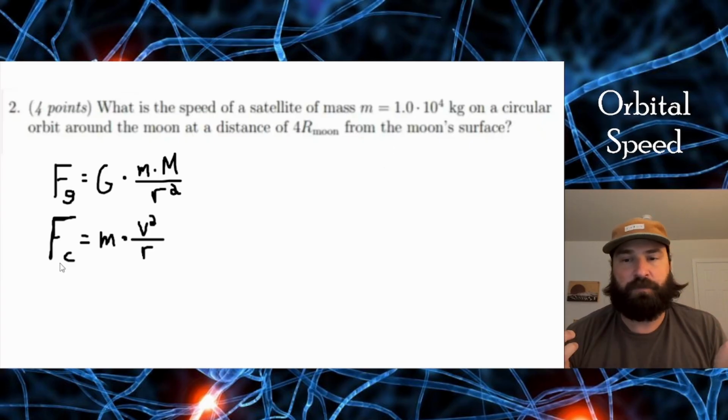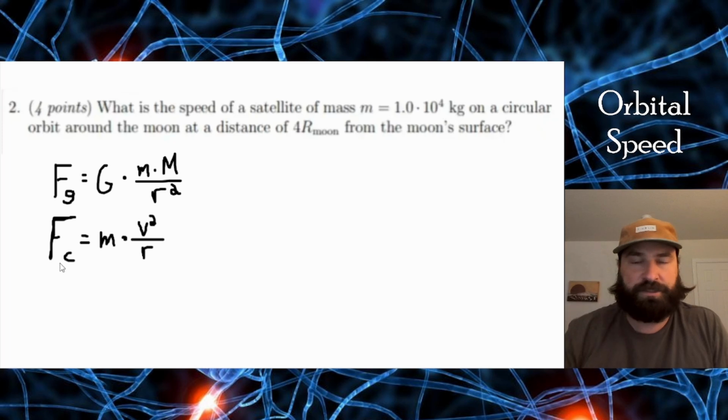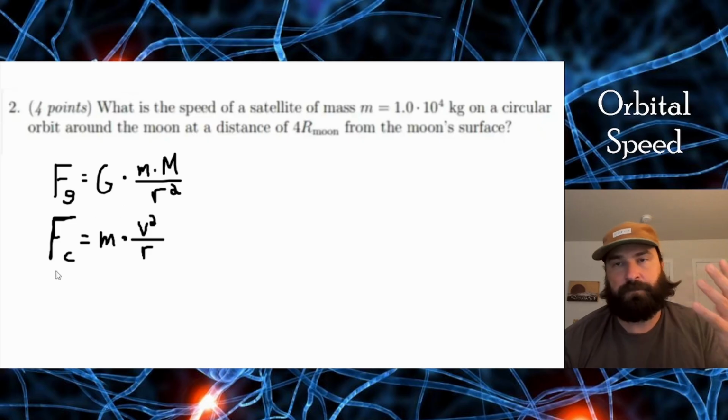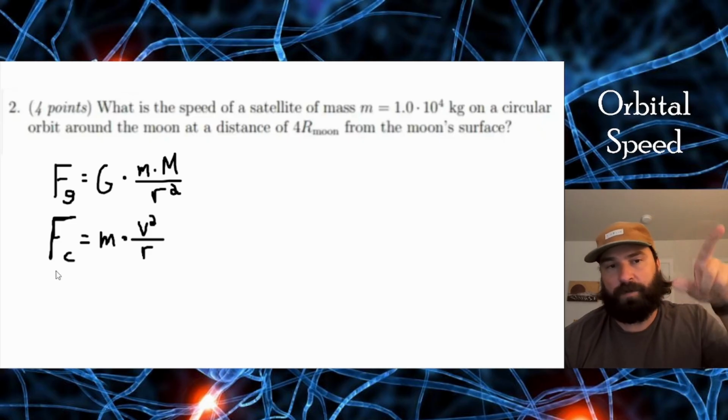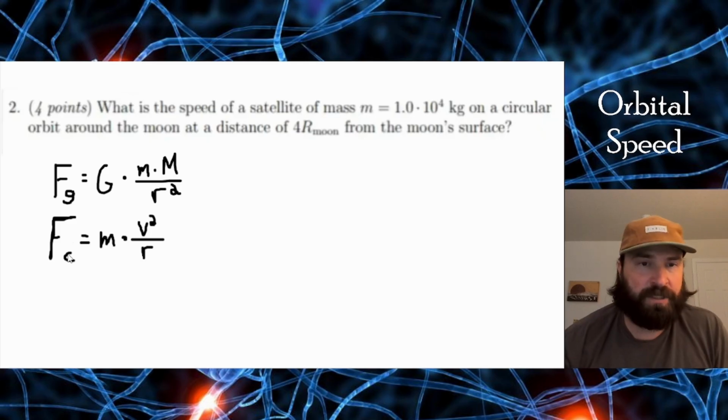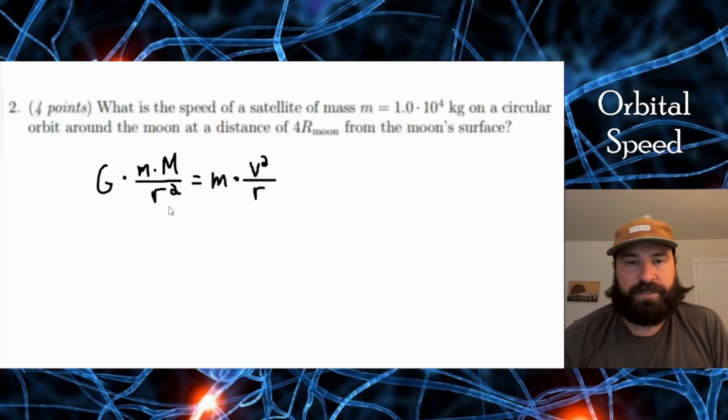Because the centripetal force, by definition, is the amount of force that it takes to maintain a circular path. And the force due to gravity is the force that that satellite experiences. So the centripetal force, the force keeping the satellite in orbit, is the gravitational force. So we can set these two equations equal to each other. After I set these equal to each other, what we're going to try and do is solve for velocity, and then hopefully we'll be able to plug in the rest of the variables.